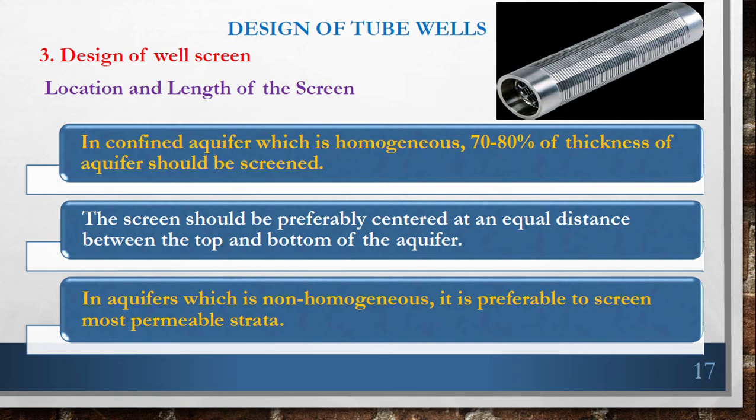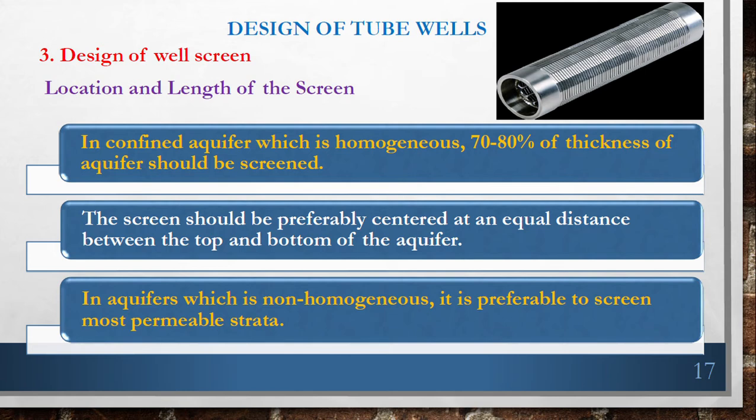First we are going on to the case of a confined aquifer. Confined aquifer means both top and bottom are confined by two impermeable layers. So in the case of that type of aquifer, having homogeneous material, that is, the properties of the material everywhere in the aquifer are the same.